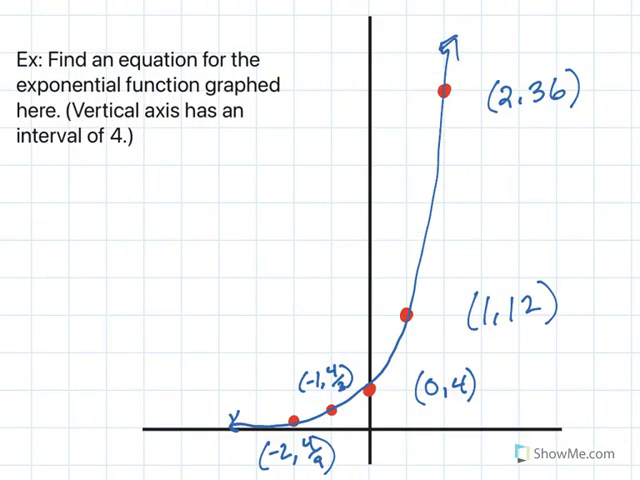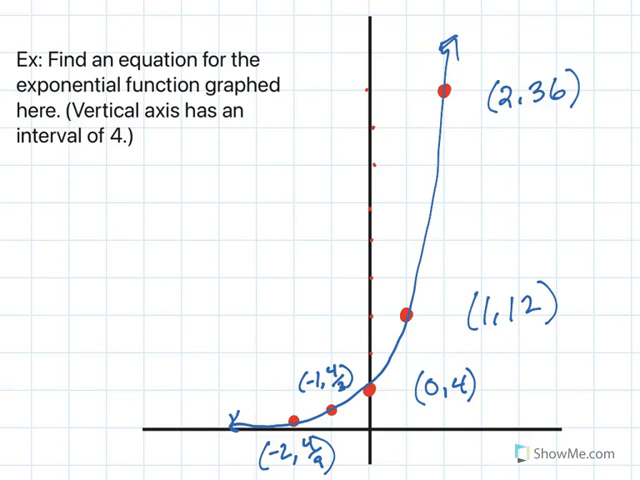All right, let's go ahead and do one more. Find an exponential function for the exponential function graphed here. The vertical axis has an interval of 4. So it goes 4, 8, 12, 16, 20, 24, 28, 32, 36. That's what an interval of 4 means in this case.